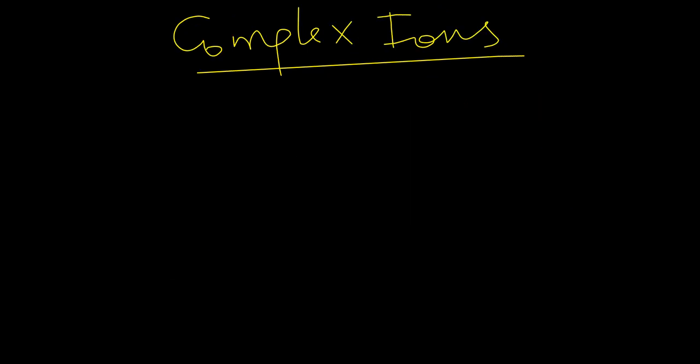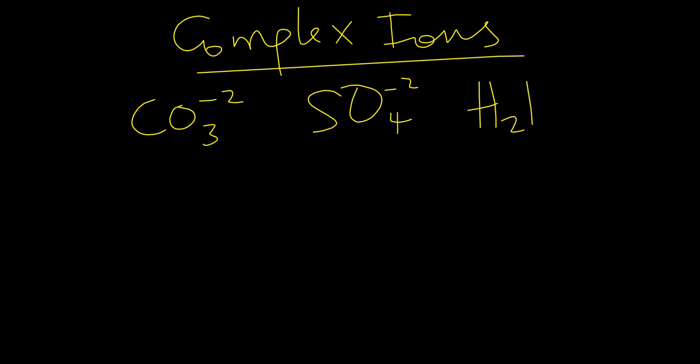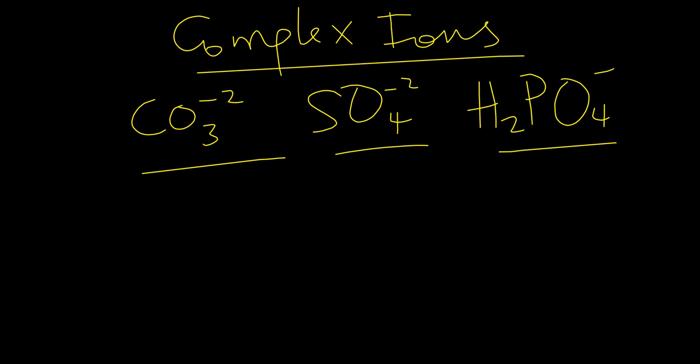Let's look at another item. In this item, we will be looking at complex ions. Complex ions are ions that are made up of more than one atom. So if I write CO3 minus 2, SO4 minus 2, H2PO4 minus. These are complex ions. They also have charges on them. The charges on these complex ions are usually written like this. So this is the charge, another charge, another charge.